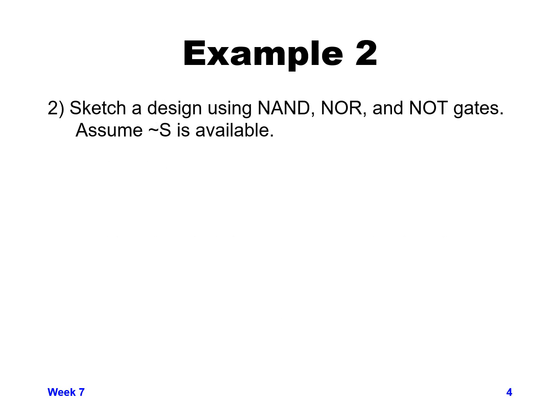So let's follow that example with example 2. Sketch that same design using NAND gates, NOR gates, and NOT gates. And assume that we have, like we did with the previous example, both S and S bar, S not, available. So pause here and show how you could do that with NAND, NOR, and NOT gates.